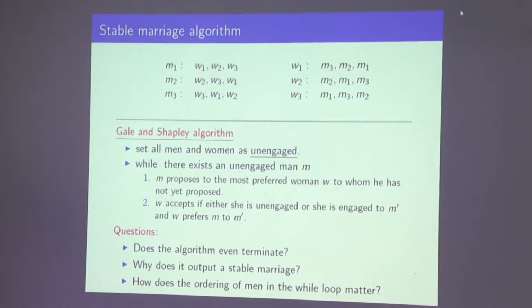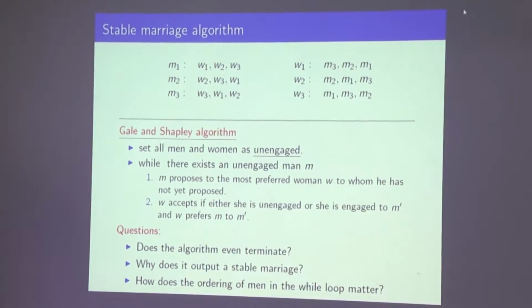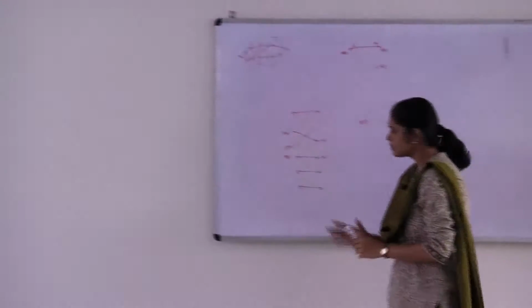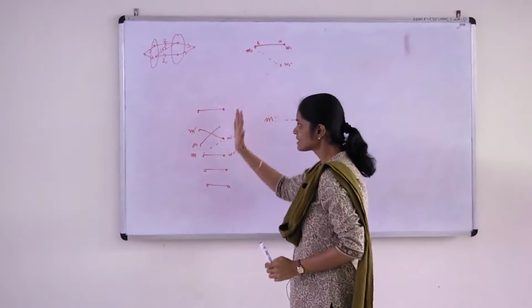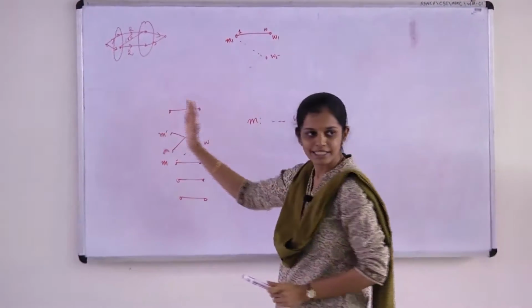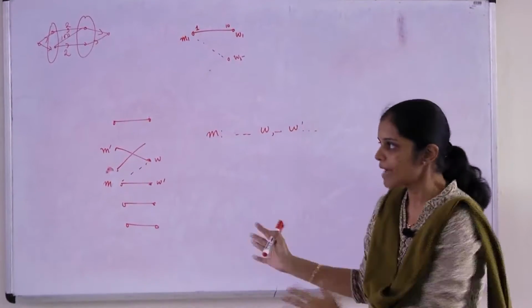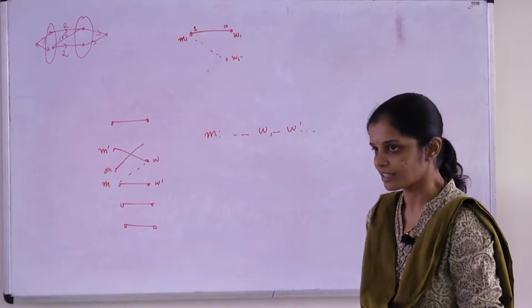In fact, the instance can admit many stable matchings, and in this matching that is produced by the men proposing algorithm, the men get their best deal. That is, amongst all stable matchings, this is the best deal that men can get, and therefore this is called the man optimal stable matching that is produced.